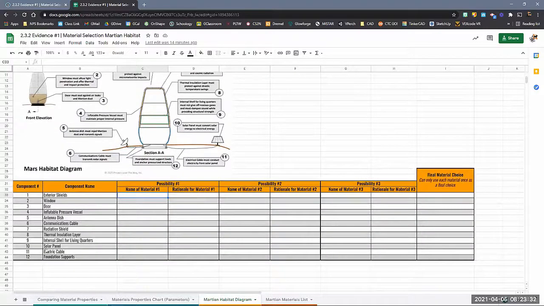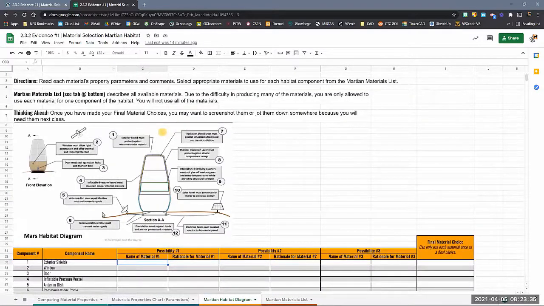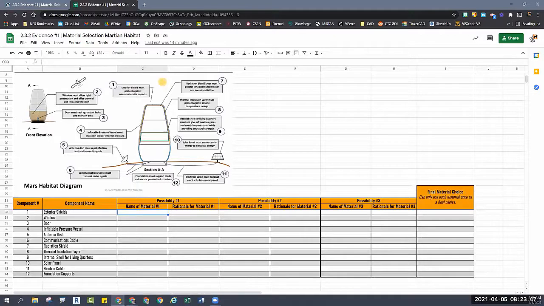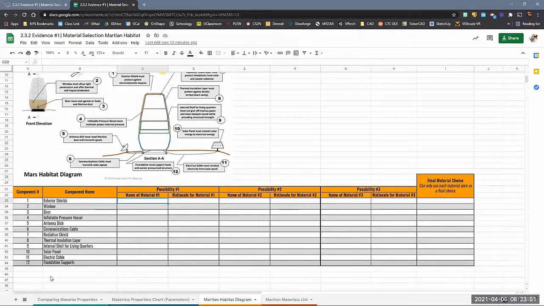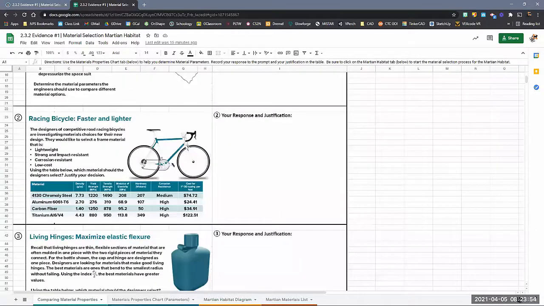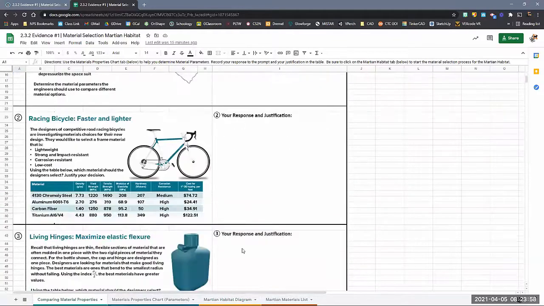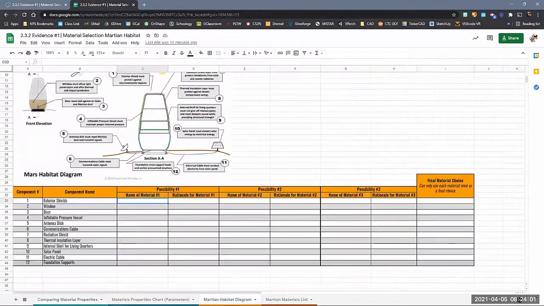Okay, sounds good. When you're all done, like it says in the final step here, I would highly recommend taking a screenshot of this and having it available for next class. Again, we'll have some time to work on this next class as well, so don't worry too much if you aren't able to get this done. But you have about 17 minutes now, so hopefully that's enough time to get started. I would recommend, again, starting with this first tab, comparing material properties. Jot down your three responses and a justification. Then if you still have some time, go ahead and get started on the Martian habitat diagram, and we'll pick up from here next class.